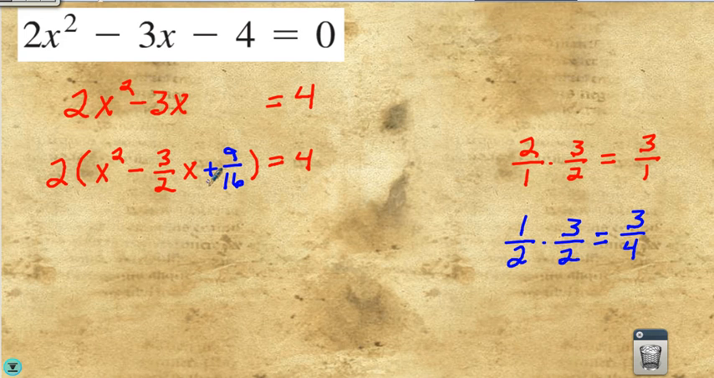Notice there is a 2 outside of those parentheses. Multiply that back out. Did I add 9/16 to that side of the equation? No. I added 2 times 9/16 to the left side of the equation. So do I add 9/16 to the right side? No. You add 2 times 9/16. Whenever you're adding it to both sides, think about distributing it back out. What did I actually add to that side? I added 9/8.